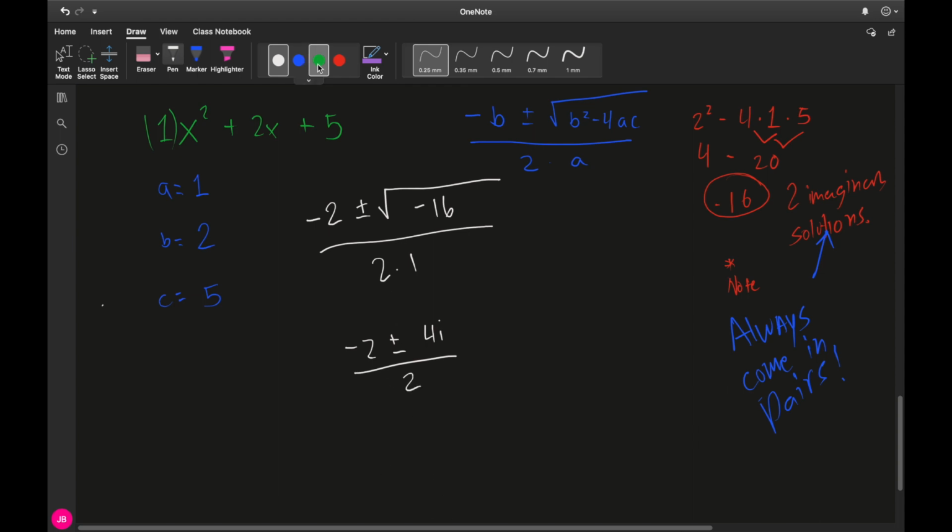Now I'm going to separate this like I did my other problem. So I can go ahead and get negative 2 divided by 2 plus or minus 4i divided by 2. So negative 2 divided by 2 gives us a negative 1 plus or minus 4i divided by 2 gives us 2i, and we have our two solutions, -1 plus 2i and -1 minus 2i. So these are going to be our two solutions right here.